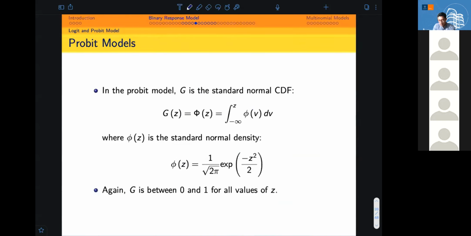So the second model that we're interested in is going to be the Probit model. So what's different between the Logit model and the Probit model? Well, the difference is in the function G. In the Logit model, the function G is a logistic function. However, in the Probit model, the G function is going to be the standard normal CDF. What's a CDF? Again, a CDF is a cumulative distribution function.